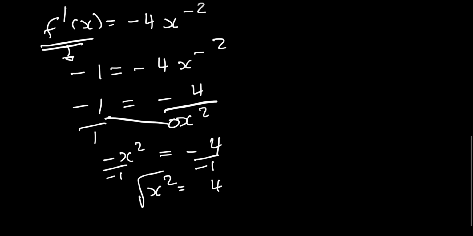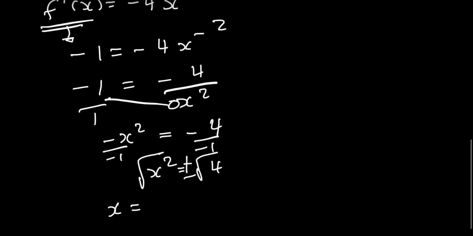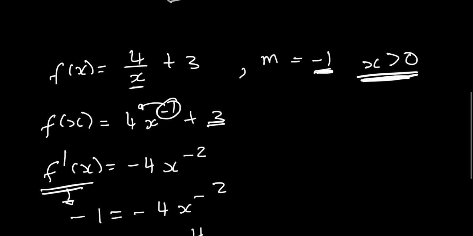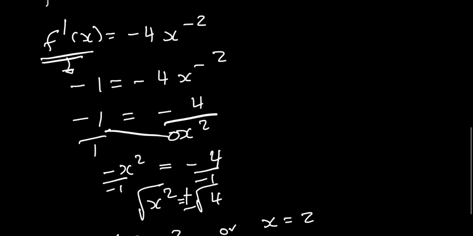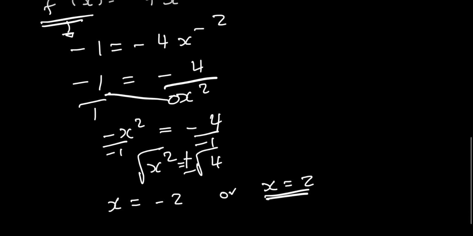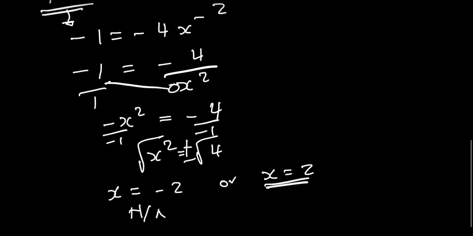Now remember, when you apply the square root, you will always get plus or minus. So the value of x is either -2 or +2. But the question strictly said that the value of x must be greater than 0. So therefore the solution is x is equal to 2. You have to write that -2 is not a solution.